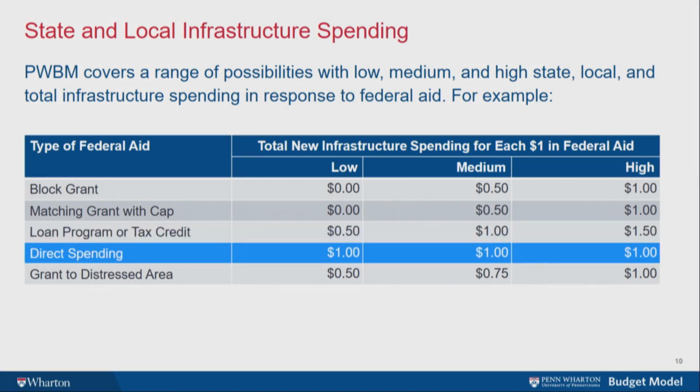There are a couple of additional types of federal aid. Well, this one isn't really federal aid, but this is direct spending. Sometimes these infrastructure bills contain money for projects like the national parks or Amtrak. We call this direct spending, and there's not really any state analog to this. So $1 that's spent on direct spending is going to end up being reflected in $1's worth of new infrastructure.